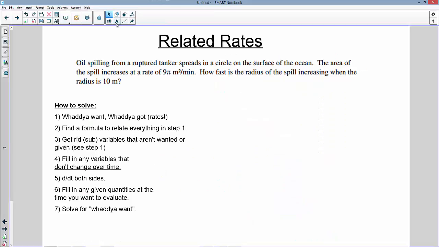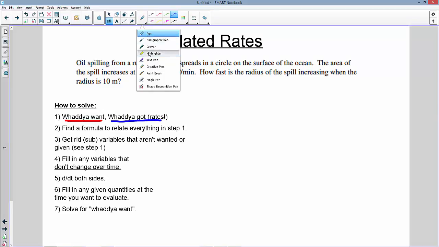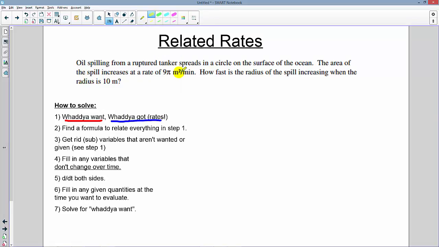Okay, now try this problem and we'll go over it in class. Now, remember, you're looking for what do you want and you're looking for what do you got, right? And some of the key giveaways is the units, right? So this is meters squared per minute. So see if you can figure out what that is. And of course, this is what they're asking you for.